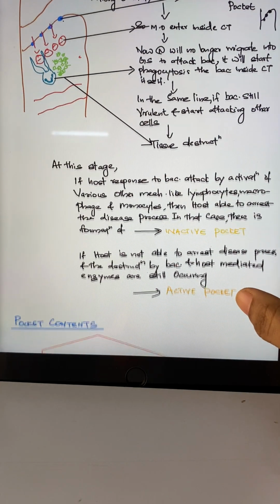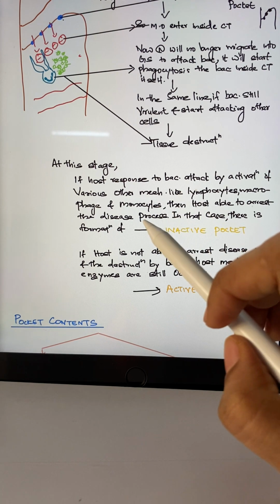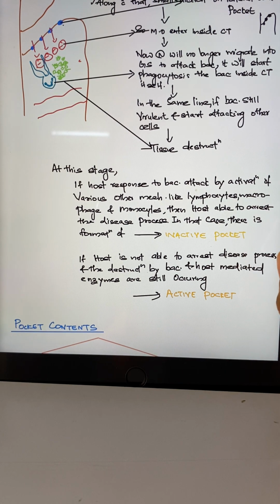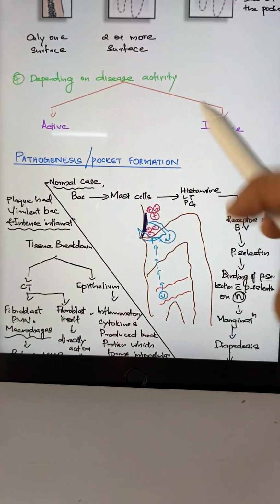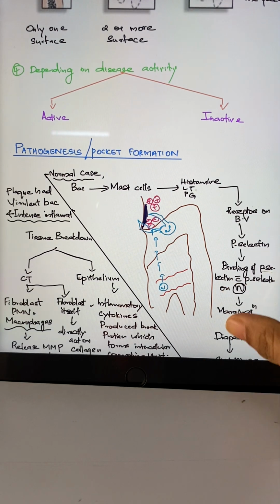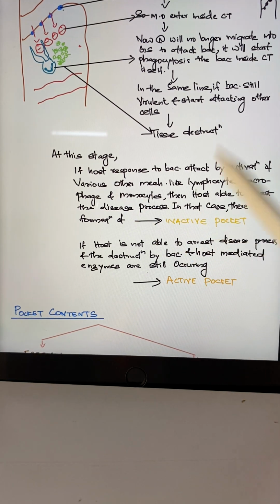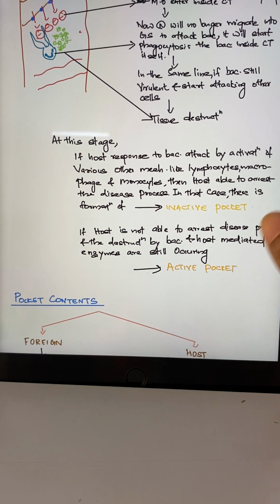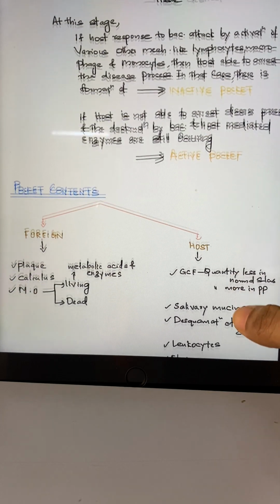So at this stage, if the host responds to the bacterial attack by activation of various other mechanisms like lymphocytes, macrophages and monocytes, then the host is able to arrest the disease process. In that case, there is a formation of an inactive pocket. That's why I told you there are two types of pockets, active and inactive. And if the host is not able to arrest the disease process and the destruction by bacteria and host-mediated enzymes is still occurring, then it is known as an active pocket.